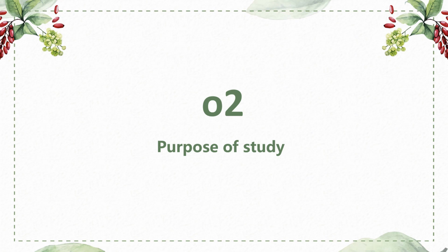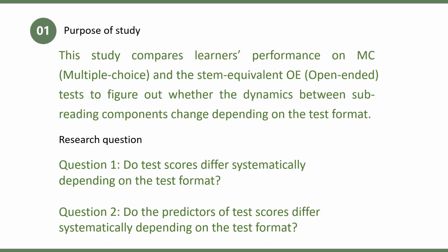Second part, purpose of study. The study compares learners' performance on the MC test to their performance on the STEM equivalent OE test in an attempt to examine whether the dynamics between sub-reading components change depending on the test format. The first question is, do test scores differ systematically depending on the test format? The second question is, do the predictors of test scores differ systematically depending on the test format?